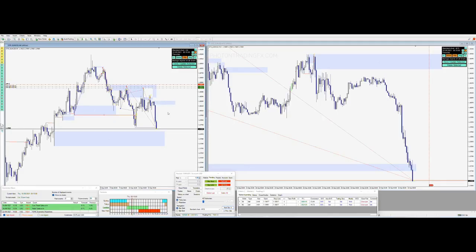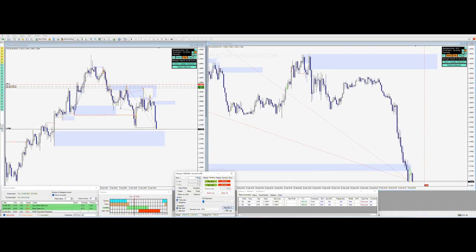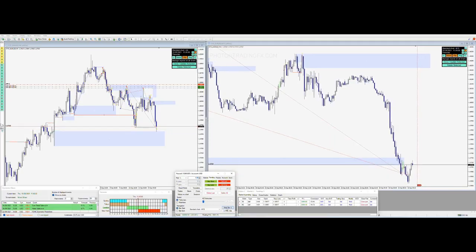I don't really like this 4-hour POI because it didn't sweep liquidity and it doesn't have any inducement in the leg, but yeah, we'll see how price is even when it potentially comes back up to that. So let's see how we react when we come into the market.